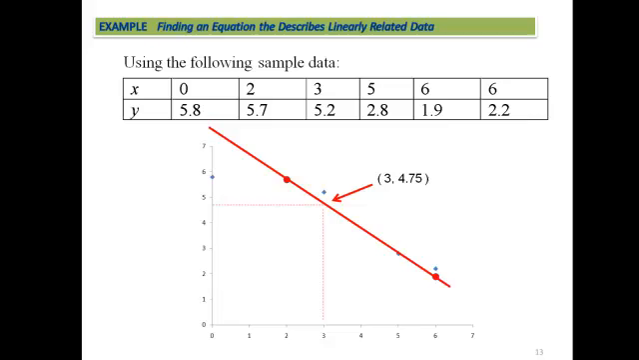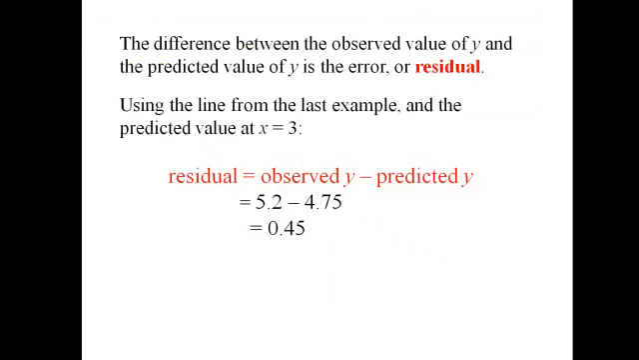But now you notice that we actually have a point in our data where x equals 3. And the y value for that point is y equals 5.2. So we can now think about how much the predicted value from our model misses the actual observed value for this particular data point. And the difference between the observed value of y and the predicted value of y is called the error or residual.